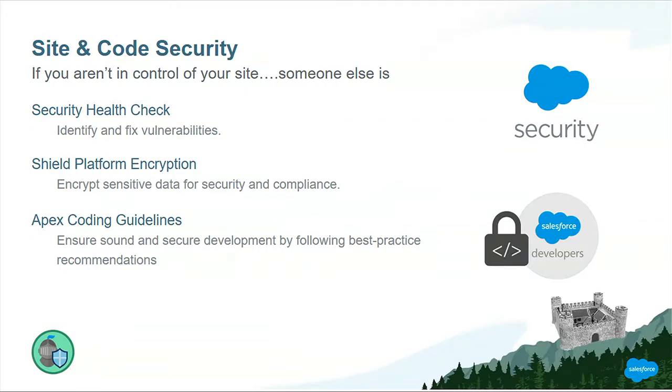The next type of protection you can also use is Shield Platform Encryption. If you're in an industry that requires your data to be encrypted at rest, not just during transmission, you can reach out to your AE. It is an additional license, but there is the option to encrypt your data at rest.